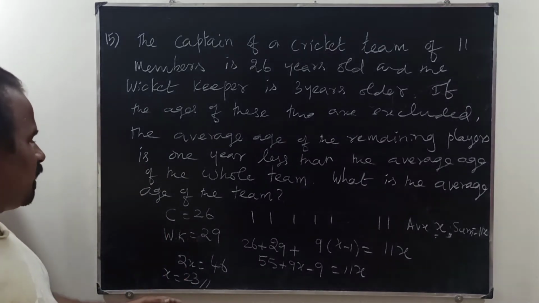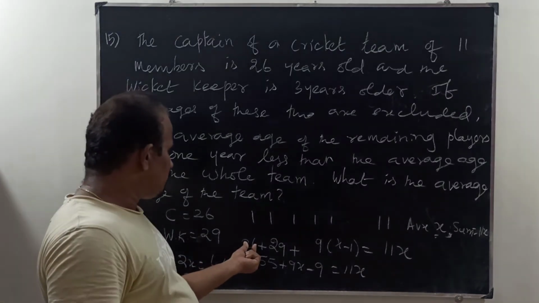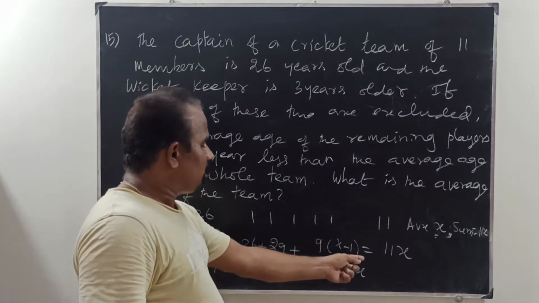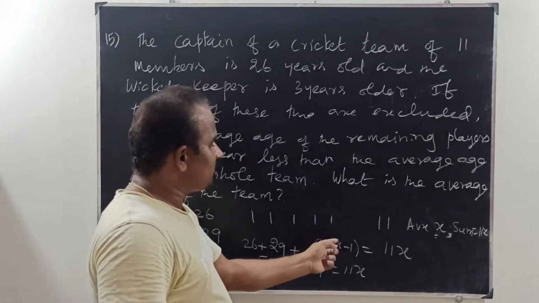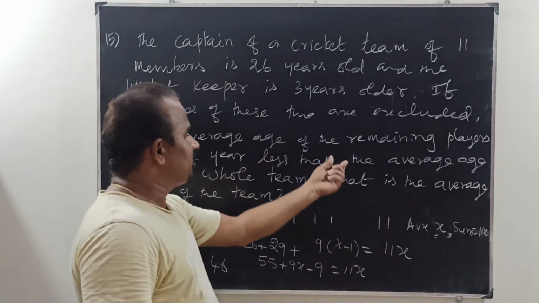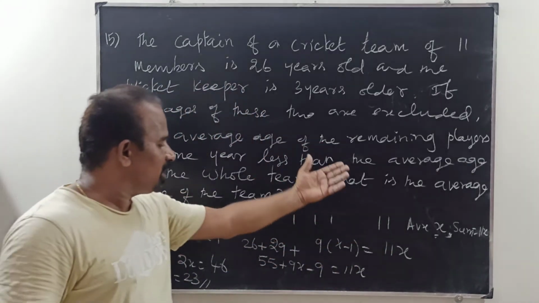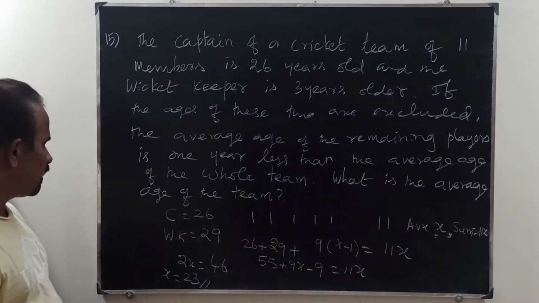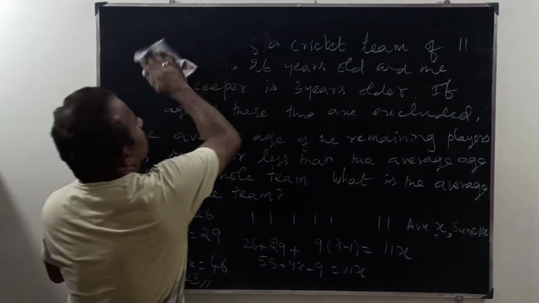Simple concept. Okay. So this is captain, this is wicket keeper. Remaining players, there are 9 players. The average age of 9 players is x minus 1, that is nothing but 1 year less than the average age of the team. So you will be getting x is equal to 23. This is the 15th question.